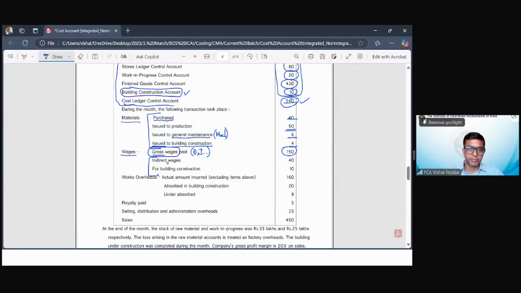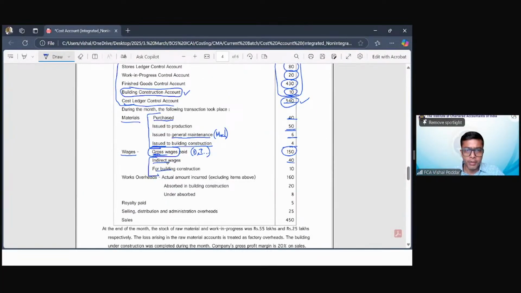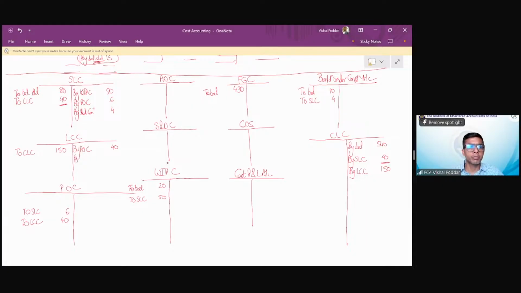Now the breakup. Out of this gross, indirect is how much? 40. So I transfer it to overheads, 40. So in overheads, I will debit labor 40. Correct, students? Then out of this, I've used for constructing the building 10. So I will transfer that much to the building account. So building construction 10, and this building construction is debited to LCC 10.